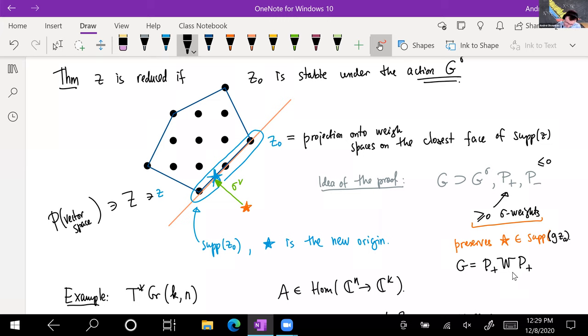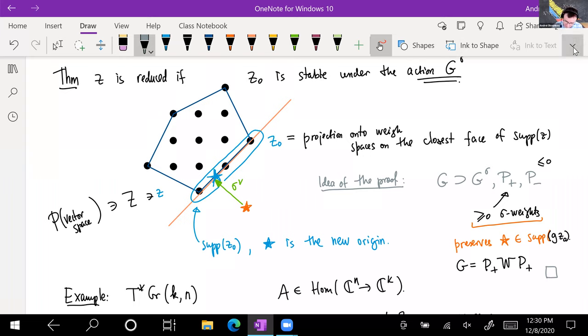Sorry, can you explain both Z naught and support of Z naught here? I don't understand. So Z naught is the projection onto the node, it's a vector, and the support is the weights. So the node is a vector in some space, and the support is its Newton polytope. Okay.